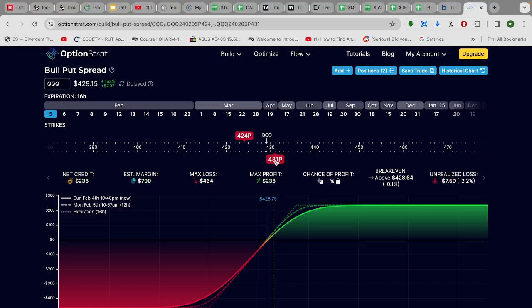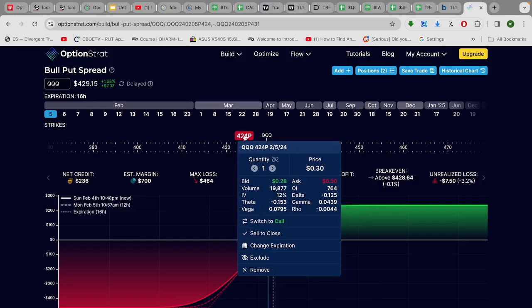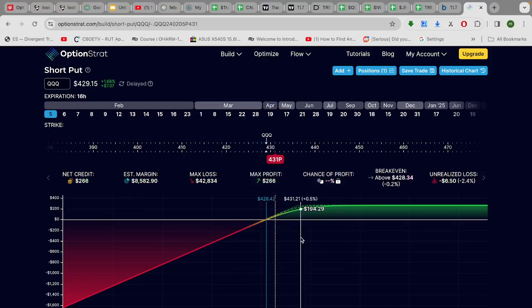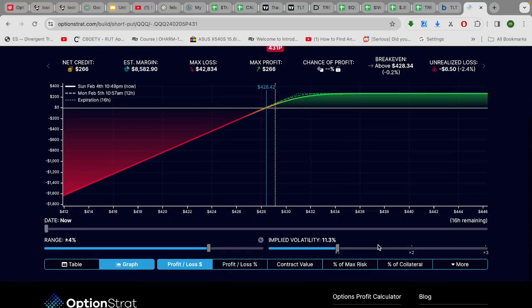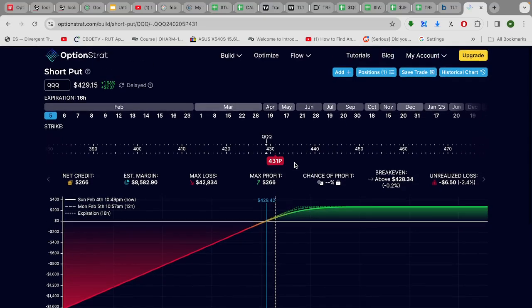So we need to go in the money a few strikes to get to the 65. There it is right there. See that, 65. So that's the one Defiance would sell. Let's remove this. Here's the way Defiance would do it. Defiance would sell this option naked. And the advantage to that is the profit is 266 bucks.